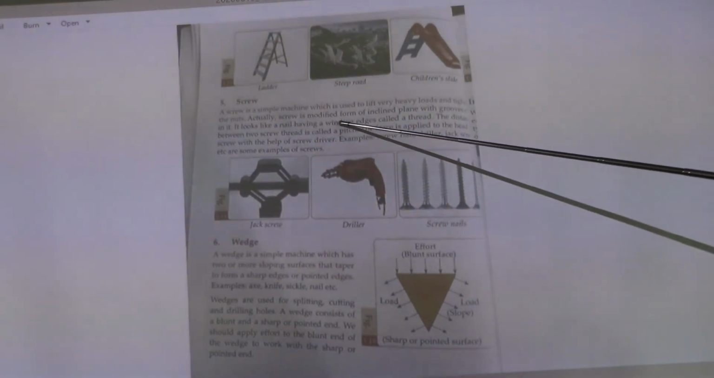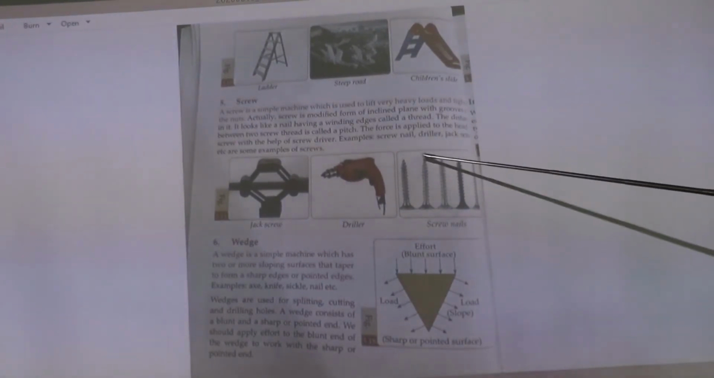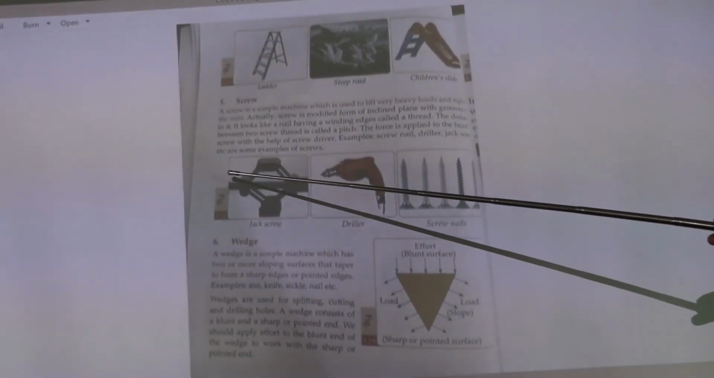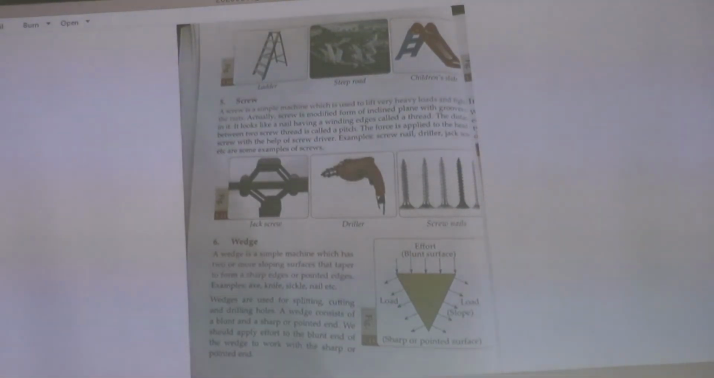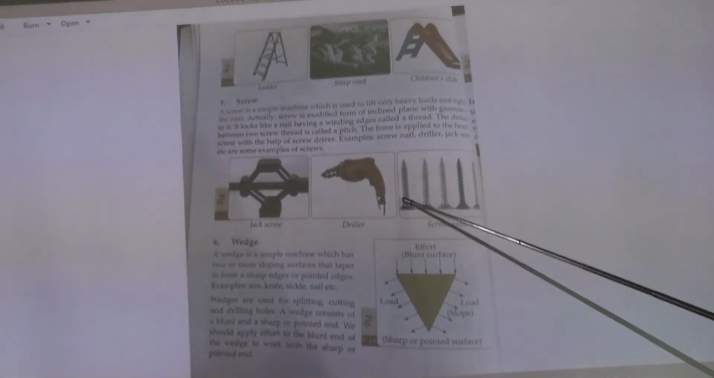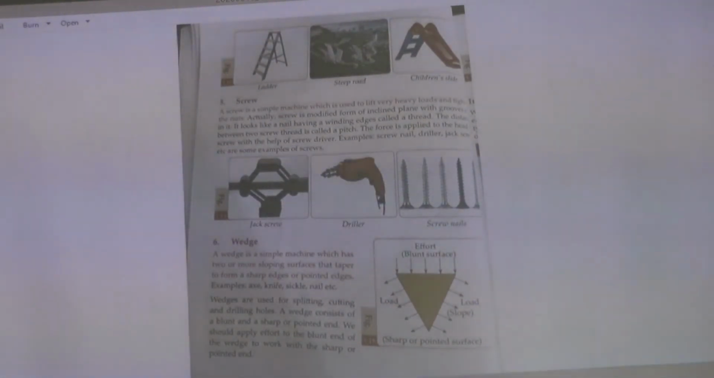Actually, screw is modified from an inclined plane with grooves cut in it. It looks like a nail having a winding edge called a thread. The distance between two screw threads is called a pitch.